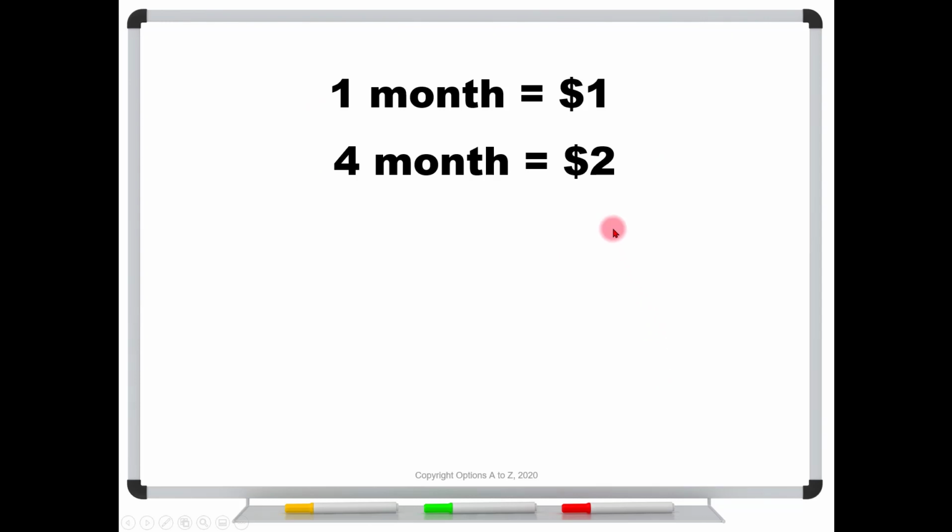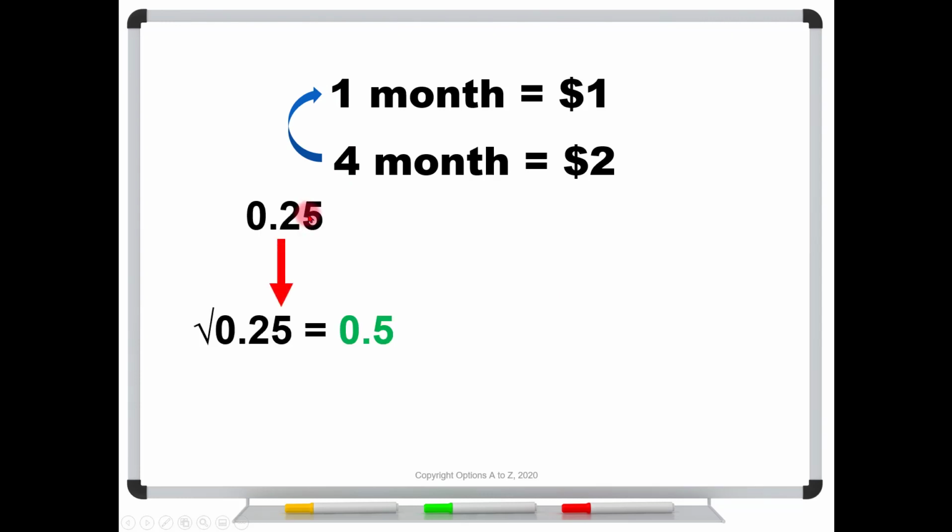Now it turns out we can also work this relationship in reverse. If we're looking at a 4-month option and we want to know how much less the 1-month option should be, well, notice that this first option is 25% of the time. So we just say 0.25, take the square root of that, and we get a half. So that tells me that moving from the second to the first, I would have to cut this price in half. So if the 4-month option is trading for $2, the 1-month should be trading for $1, roughly speaking.